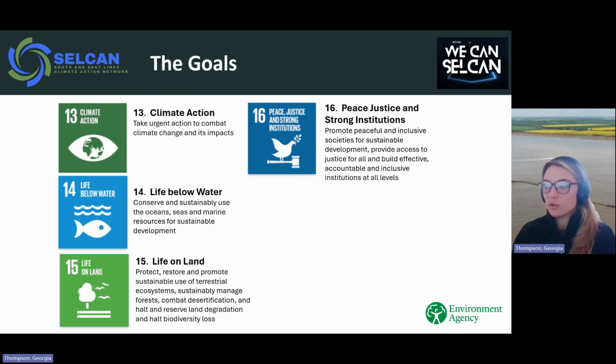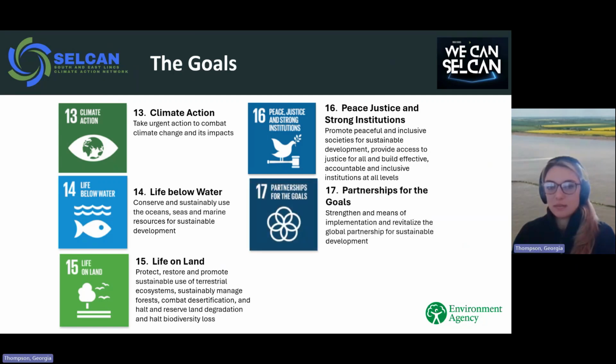Provide access to justice for all and build effective, accountable, and inclusive institutions at all levels. Number 17, partnership for the goals: strengthen the means of implementation and revitalise the global partnership for sustainable development.